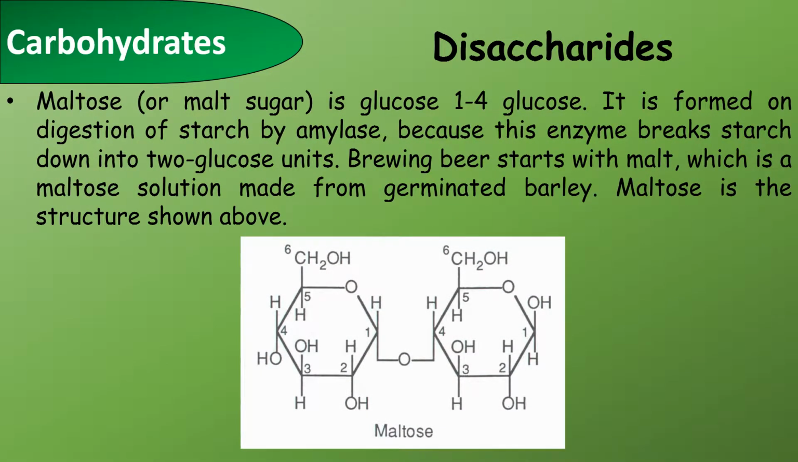Maltose is a glucose 1,4-glucose. It is formed on digestion of starch by amylase because this enzyme breaks the starch down into 2 glucose units. Brewing beer starts with malt, which is a maltose solution made by the germination of barley. The structure of maltose is shown below. So you can see in between the 2 glucose molecules there is a bond formed where water has been removed.